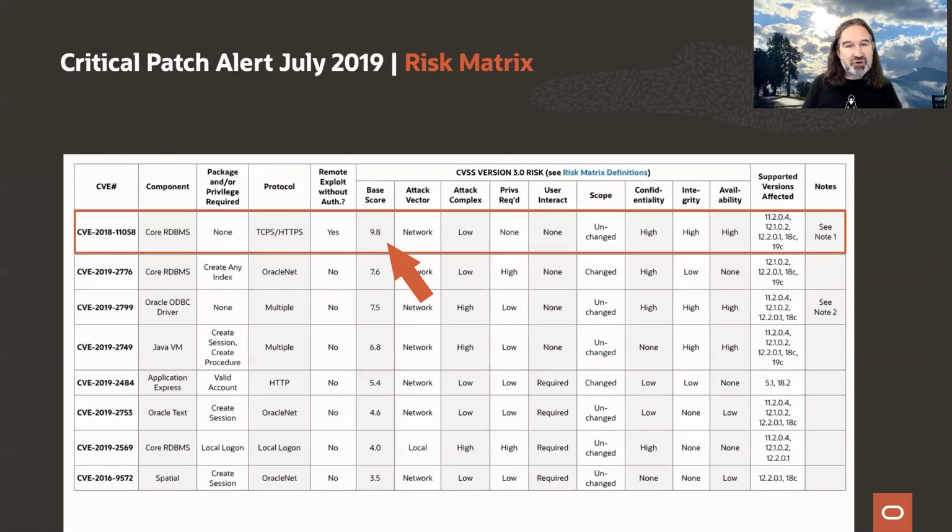Something like this from the July 2019 one, if the core RDBMS is 9.8, this is close to the high score of 10. This means you must patch. Of course, if you took now the October 2020, this fix is also included because they are cumulative. No worries here.